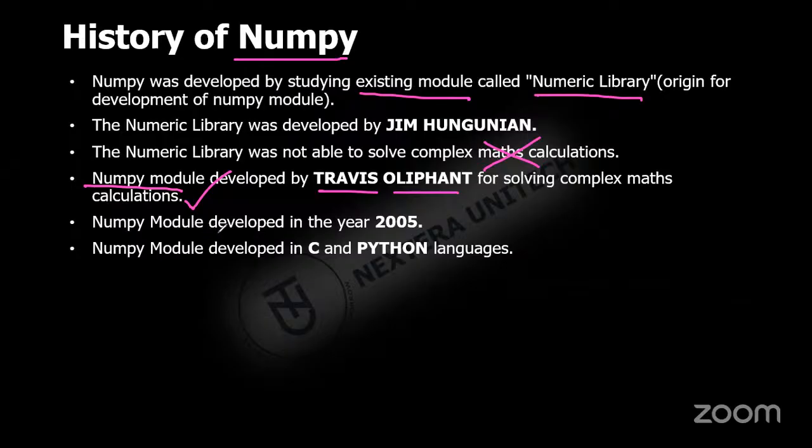This NumPy module was officially released in the market in 2005. It was developed in the year 2005. In what languages? In both C and Python languages. NumPy has been developed in both C and Python. So this is a brief history of NumPy.